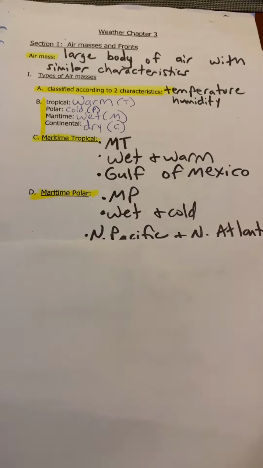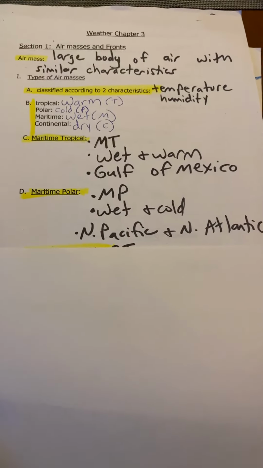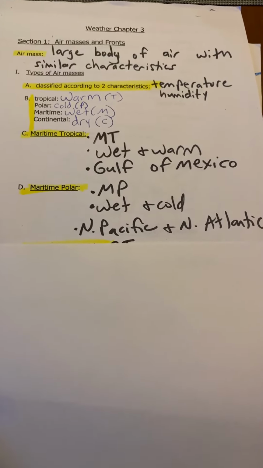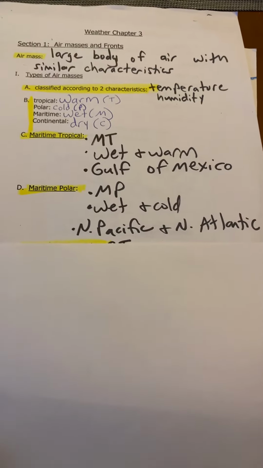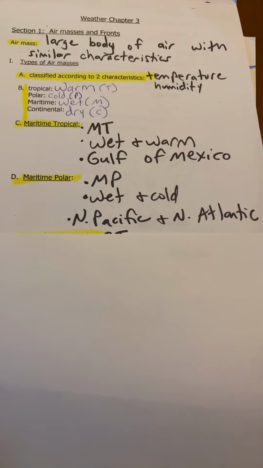Okay, maritime polar, MP for short. Also form over the ocean, hence the word maritime again, except it's going to be in the ocean where it's cold, so P for polar. Northern Pacific, Northern Atlantic, we'd get maritime polar.